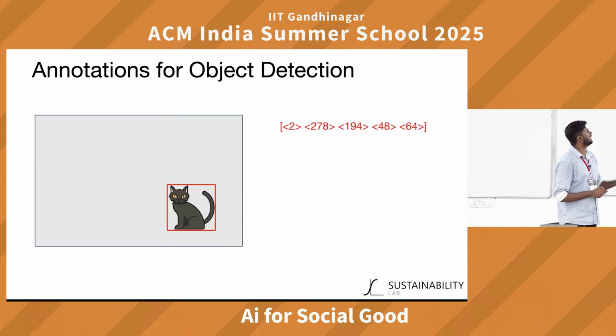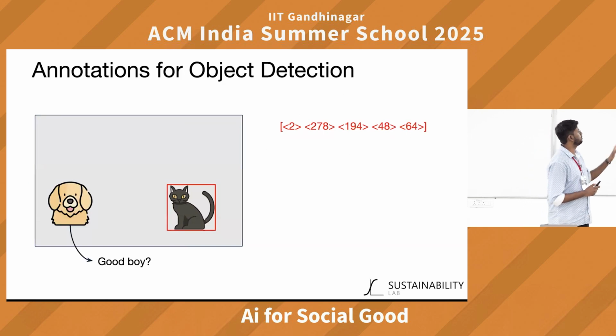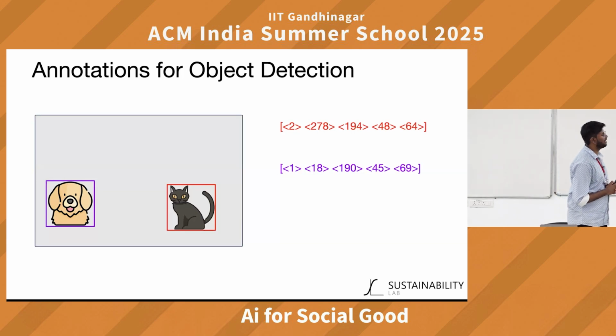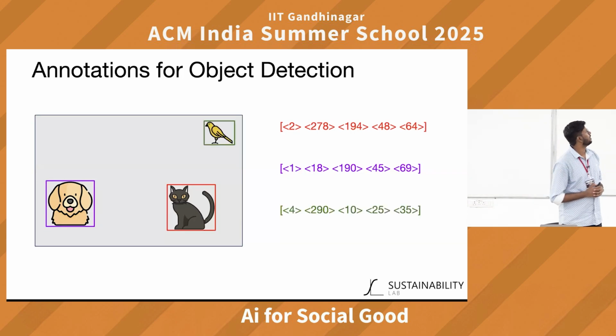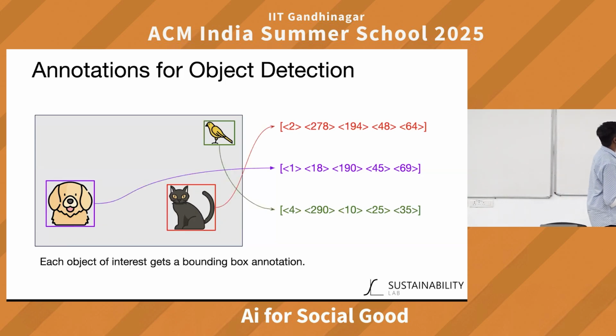So this cat, okay, let's name this cat Luna. Luna gets this bounding box. So in this image, where is Luna? Luna is here at this red bounding box. Now we have this good boy doggo. We also want to annotate him. He also wants an annotation. Look, he's happy. So we get an annotation for this good boy as well. But I also have a canary. It needs an annotation too. So we give this thing an annotation. Okay. So every object of interest in the image gets an annotation.